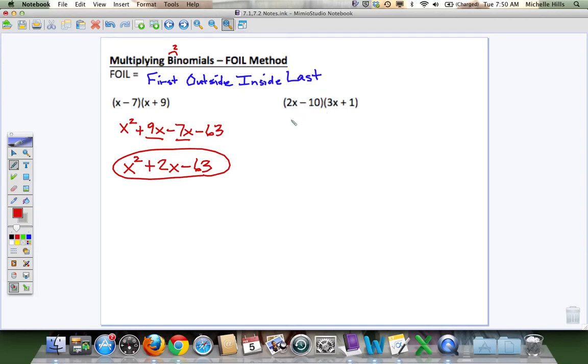First, 2x times 3x is 6x squared. The 2 times 3 is 6. The x times x is x squared. Outside, 2x times a positive 1 gives me a plus 2x. Inside, negative 10 times 3x gives me a minus 30x. And last, negative 10 times positive 1 gives me a minus 10. I still have like terms. This doesn't always happen. Most of the time, this time it will.